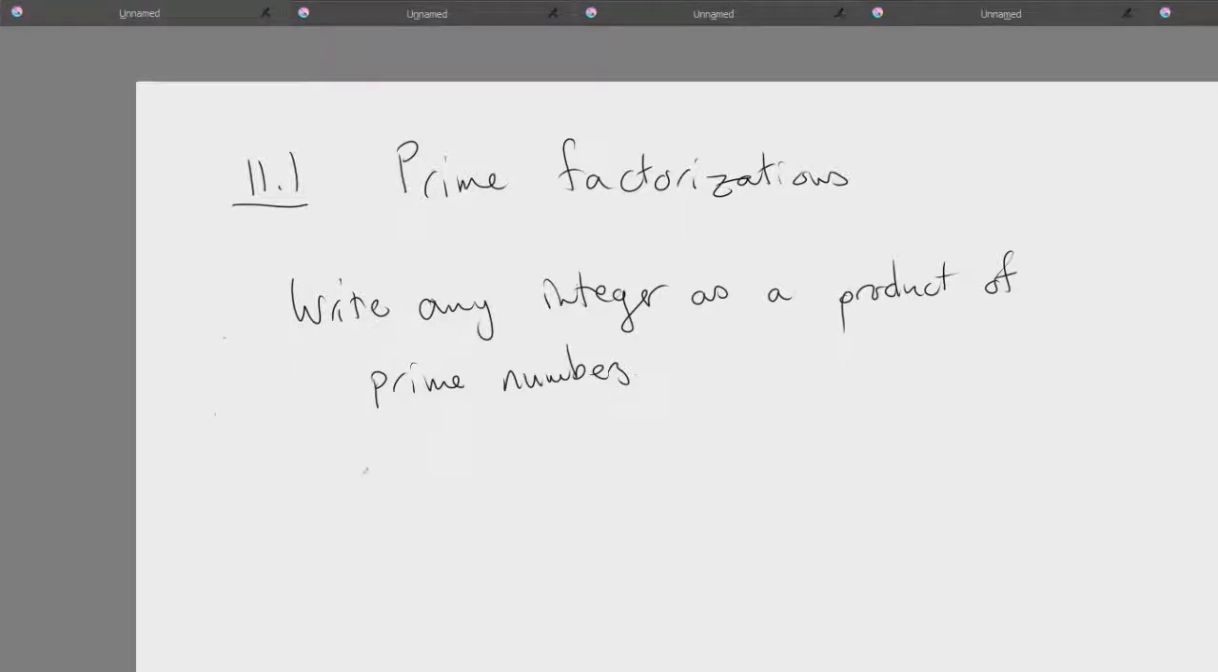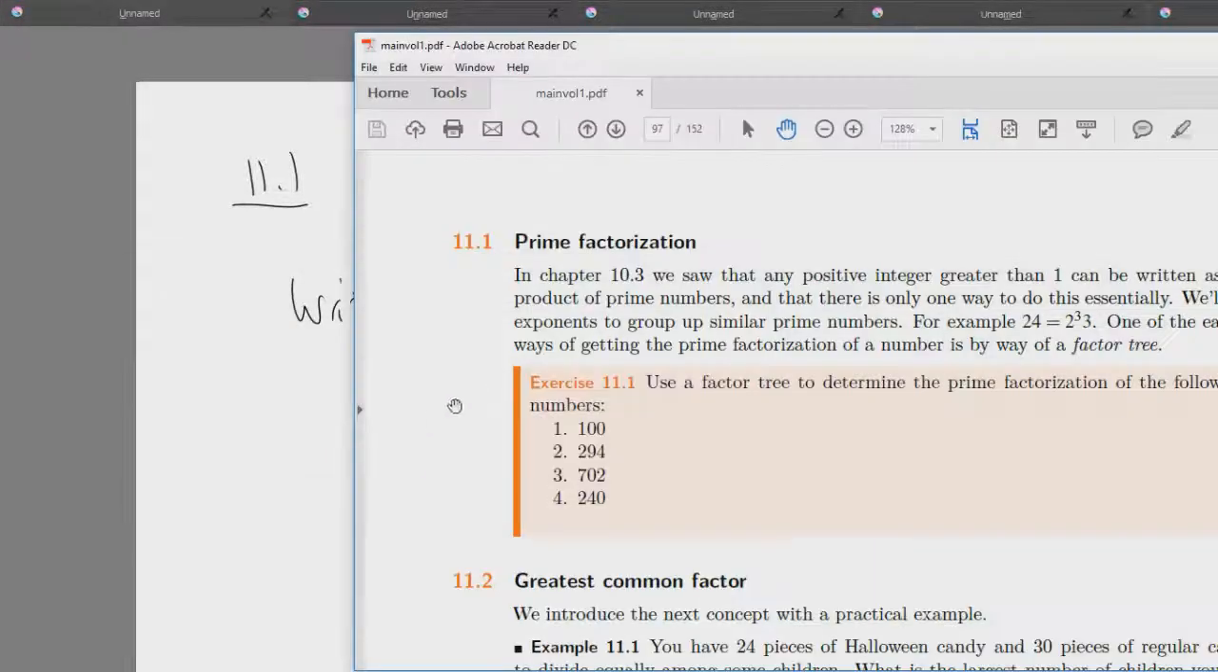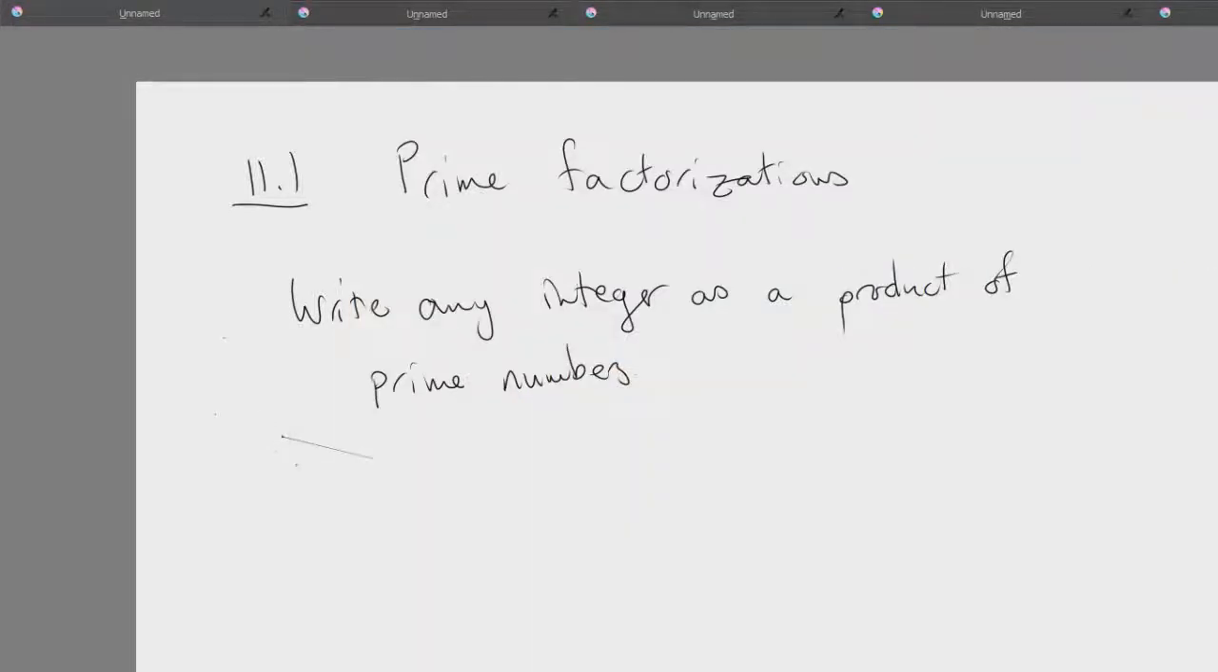So we're going to do that by way of what we call a factor tree. And the easiest way to explain that is to just look at an example. So example or exercise 11.1, use a factor tree to determine the prime factorization of the following numbers. First up is 100. So exercise 11.1, number 1.